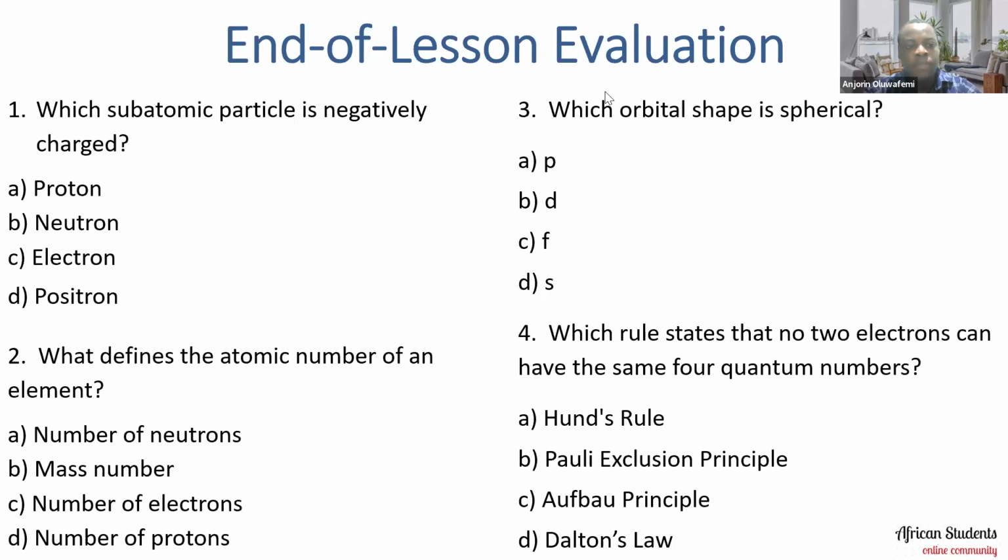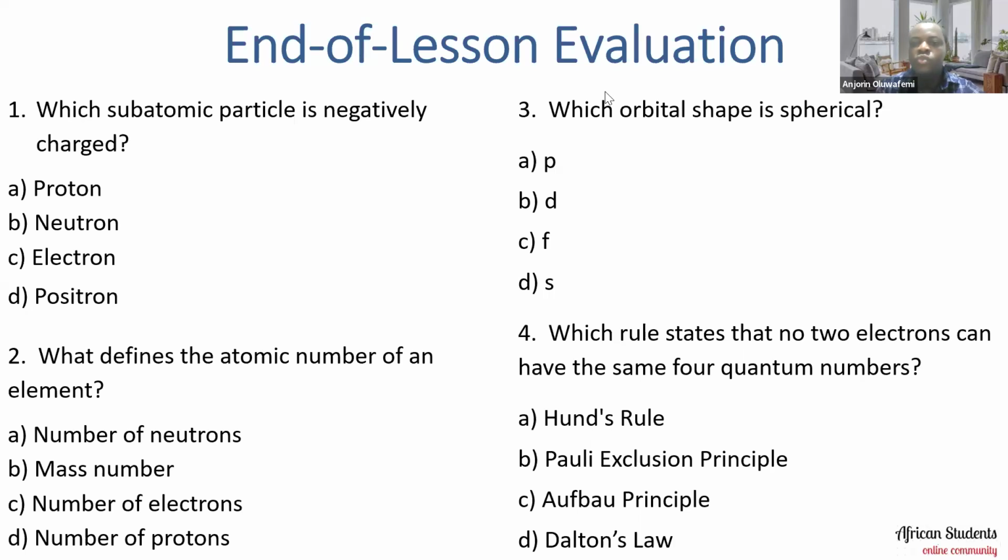We said, what defines the atomic number of an element? Is it the number of neutrons? Is it the mass number? Is it the number of protons or the number of electrons? So put your answer in the comment section, and then I will react accordingly. Now, which orbital shell is spherical? We've talked about this when we were talking about the s and the p orbital. So please look through the options and let me know what the right answer is.